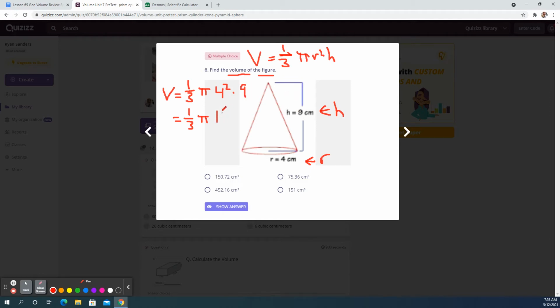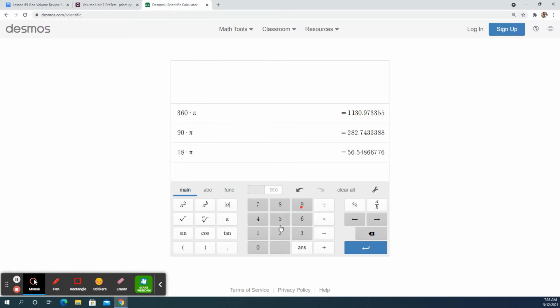We do exponents first, which would be 16 times 9. I'm going to go ahead and do some shortcuts here. So this 3 is on the bottom. This 9 is on the top. It's all multiplied basically. 3 goes into 9 3 times. So we now have pi times 16 times 3. 3 times 16 is 30 plus 18, 48. Pi. 48 times pi, 150.79.